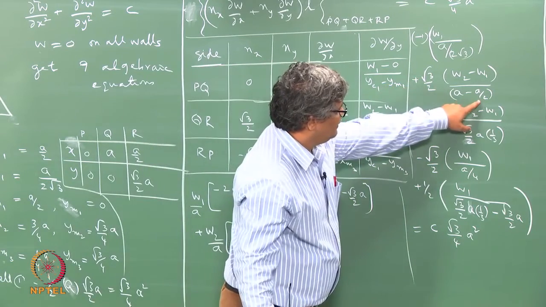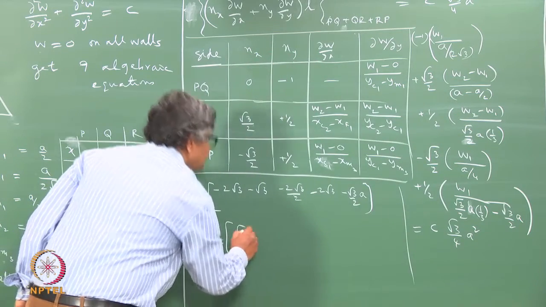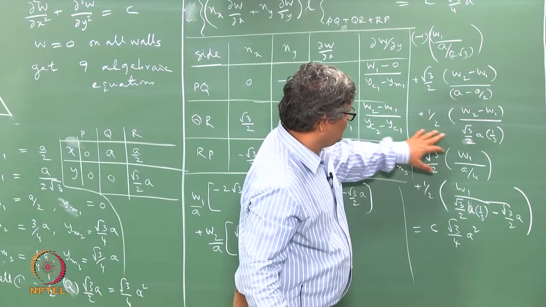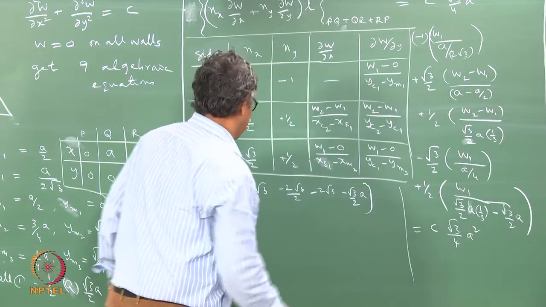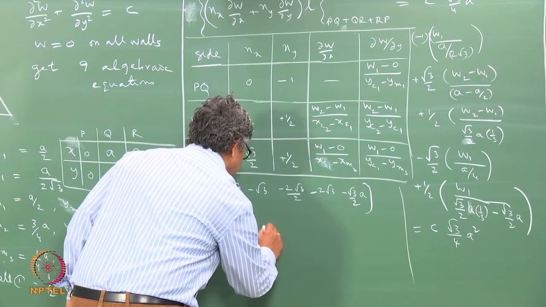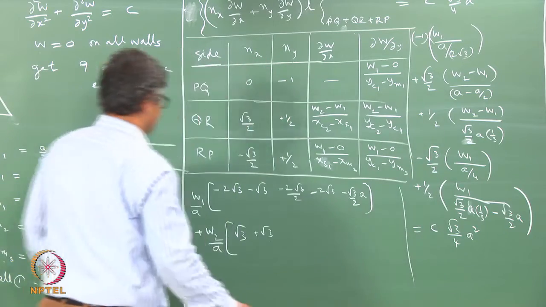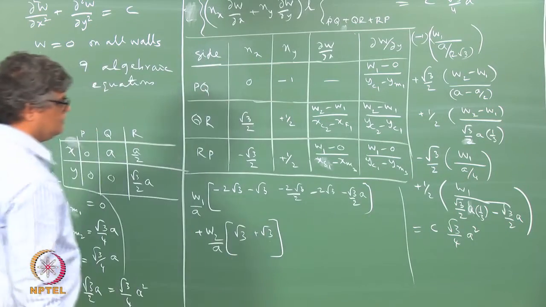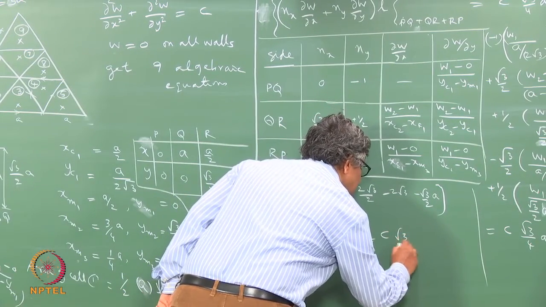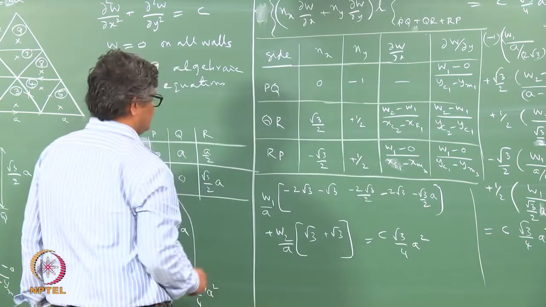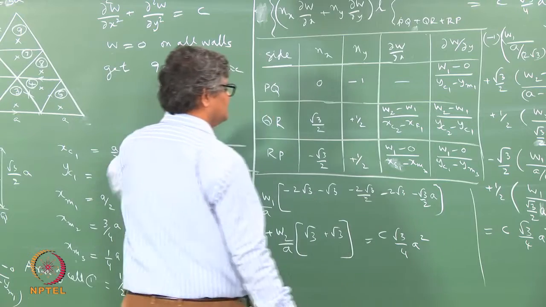And for W2 we have 1 by 2 here, so that goes as square root of 3, and here we have 2 root 3, so this is plus root 3 here, and that is all there is for W2, and there is nothing else. So this is equal to, so we can take the a to this side and we can evaluate all this.